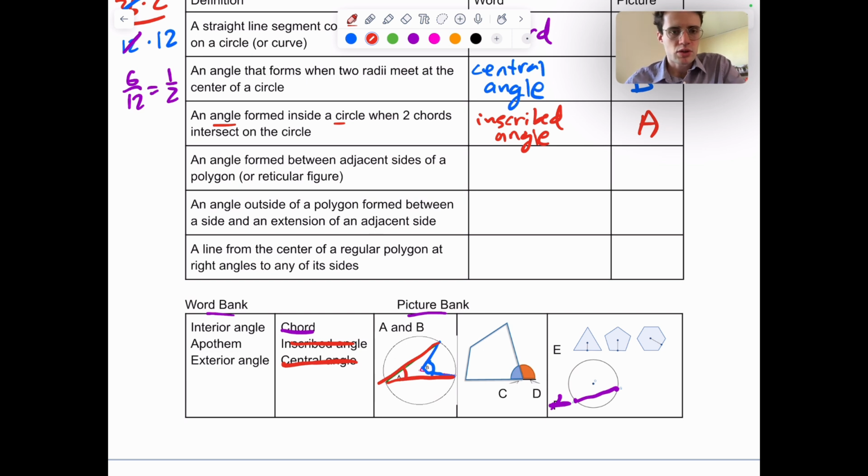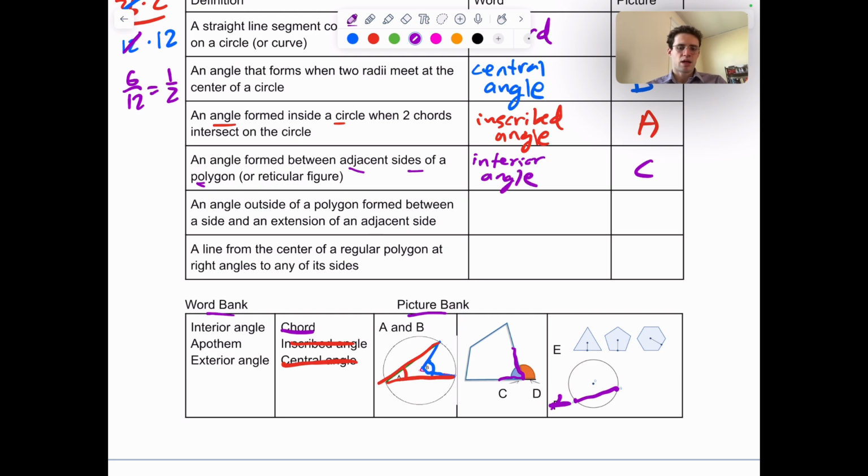We've already got the first 3 done, and now an angle formed between adjacent sides of a polygon. So it's two sides, between adjacent sides. So it looks like it's talking about inside of it. So that should be C, and that would be an interior angle.